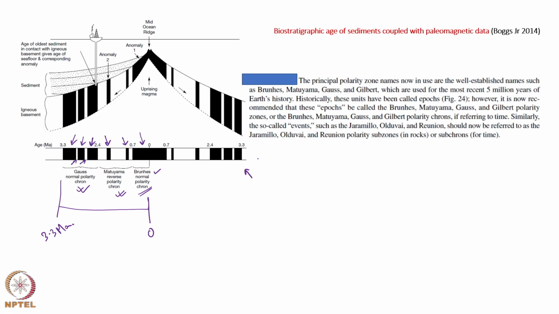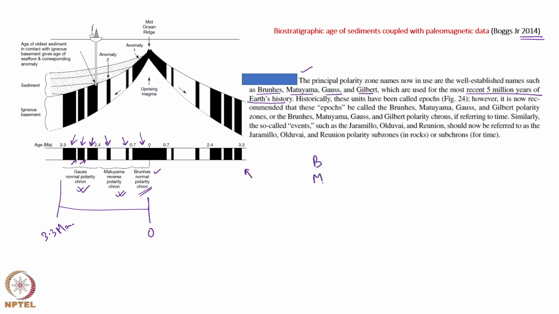This diagram is taken from a 2014 publication, and by 2014 it was clear that the principal polarity zone names now in use are well established names such as the Brunhes, Matuyama, Gauss and Gilbert, which are used for the most recent 5 million years of Earth history.